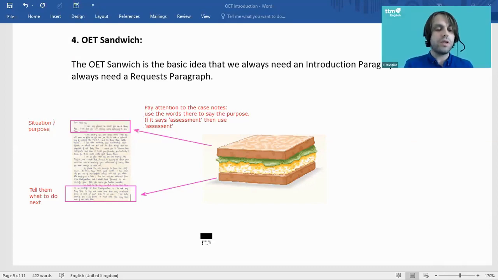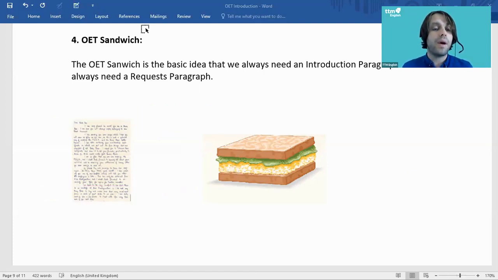Instead, what I want to do, as long as everyone's okay with this basic idea, is point out that there are other paragraph functions, aren't there? You know the introductions, you know the requests. They are paragraph functions, though. But what other paragraph functions do we have? Let's think about it. In your sandwich, let's think about the OET sandwich.